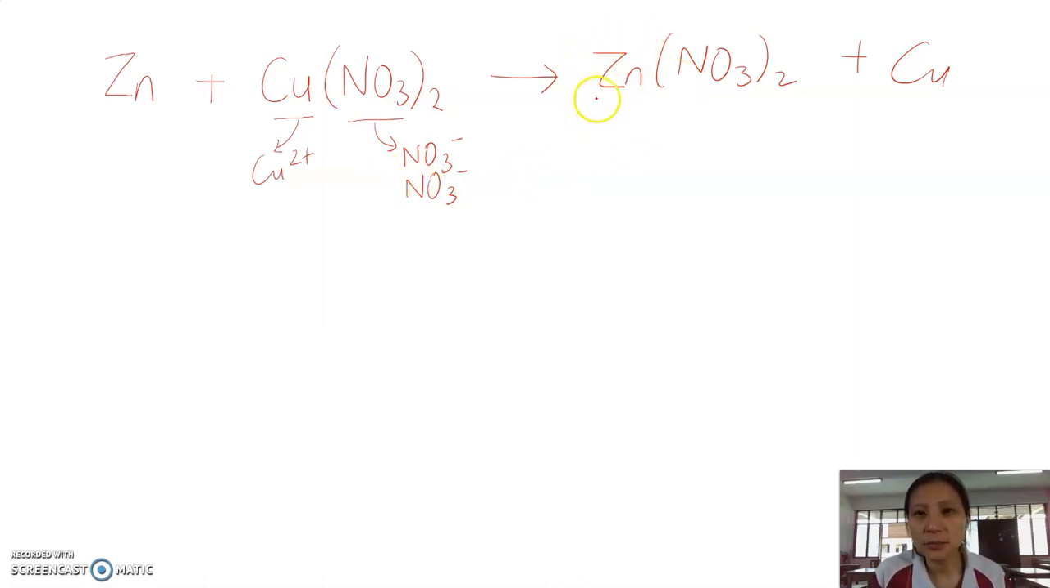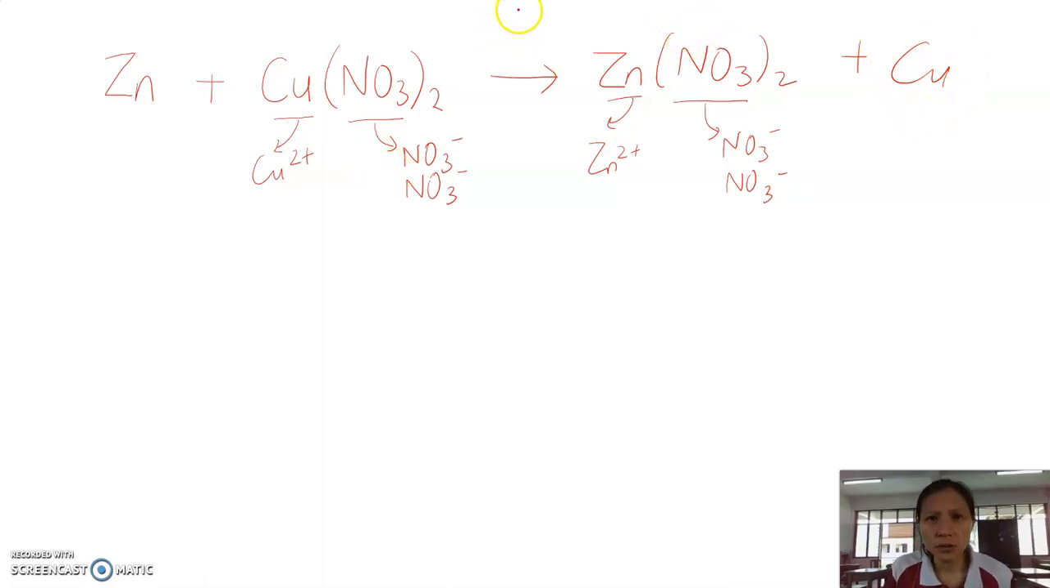Here, same thing. This is an ionic compound because this is metal and this is non-metal. So we open it up, right? It becomes Zn2+, and this becomes nitrate. Copper is an atom, so no worries. Copper is an atom, no need to open.